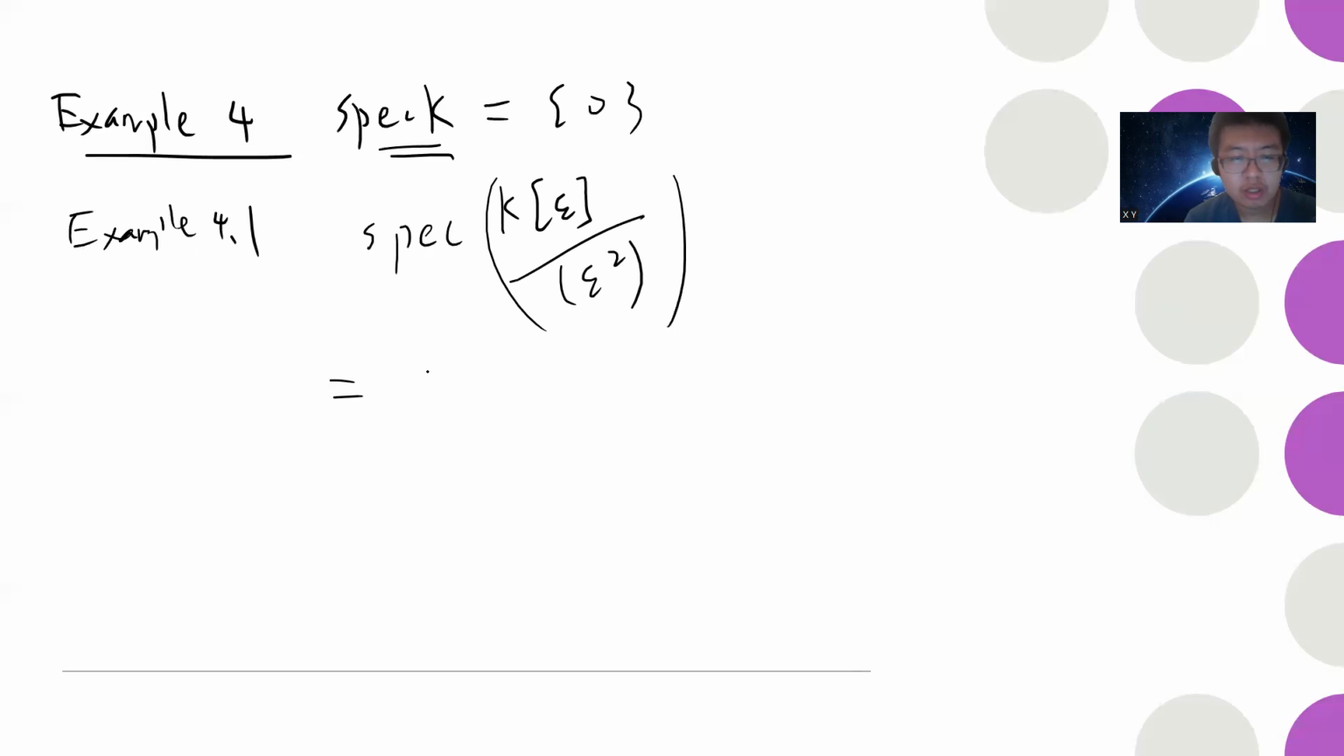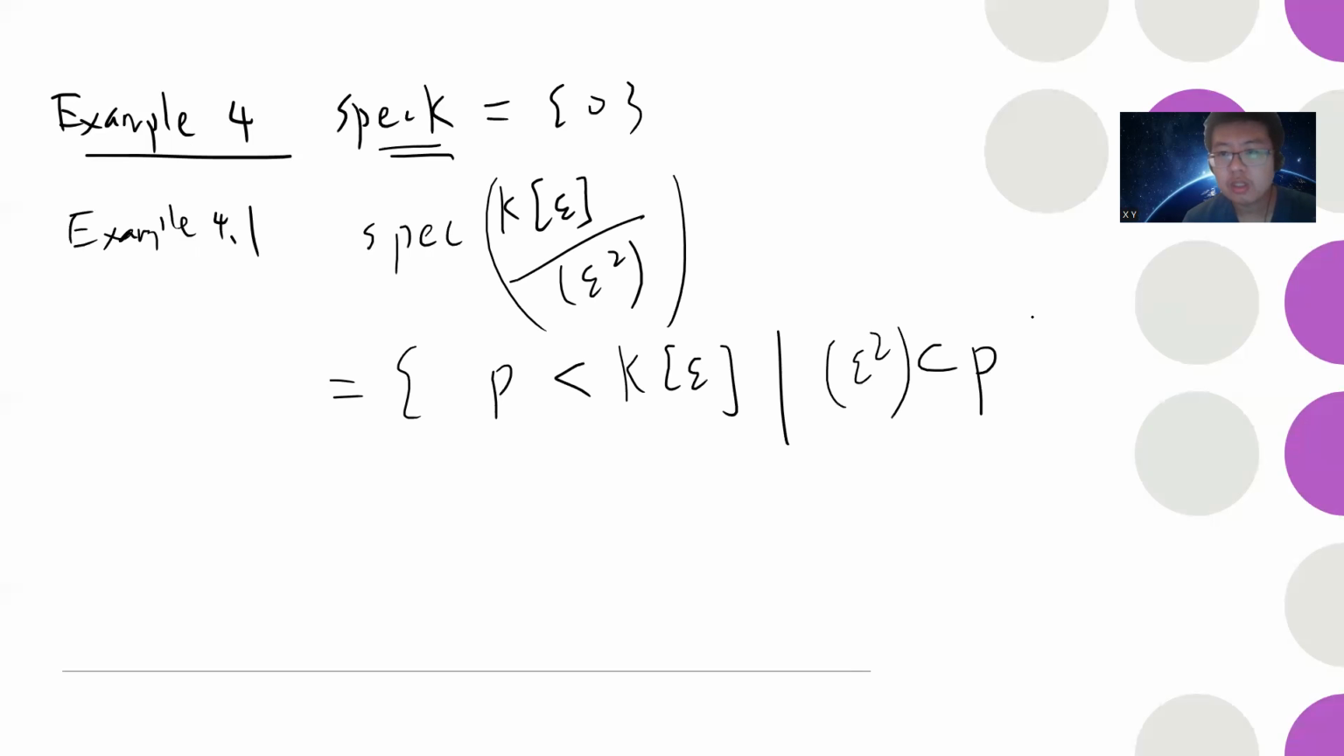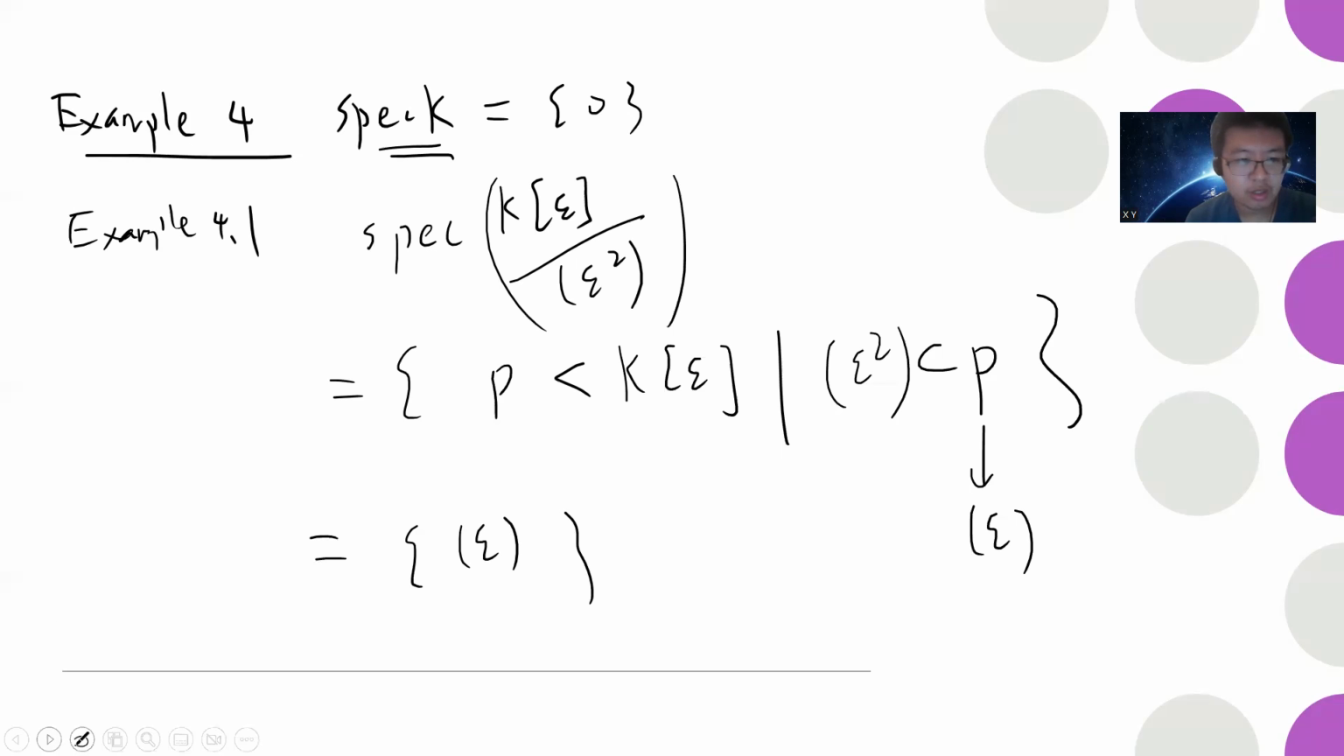So these are the prime ideals in K[epsilon], namely the prime ideals containing epsilon squared. I think this is not difficult. The only prime ideal which contains epsilon squared is just (epsilon), right? So this space only has one point, which is generated by epsilon. So you can think of it as a topological space, these two are the same.